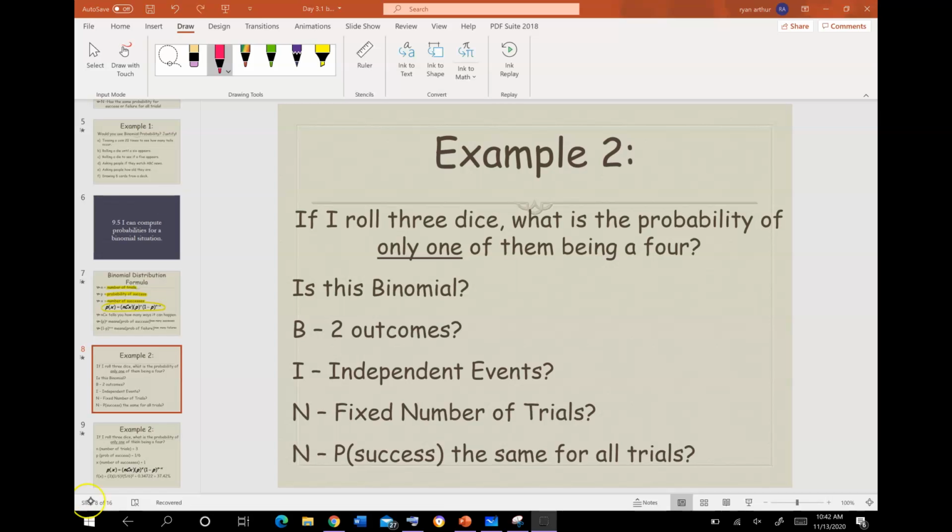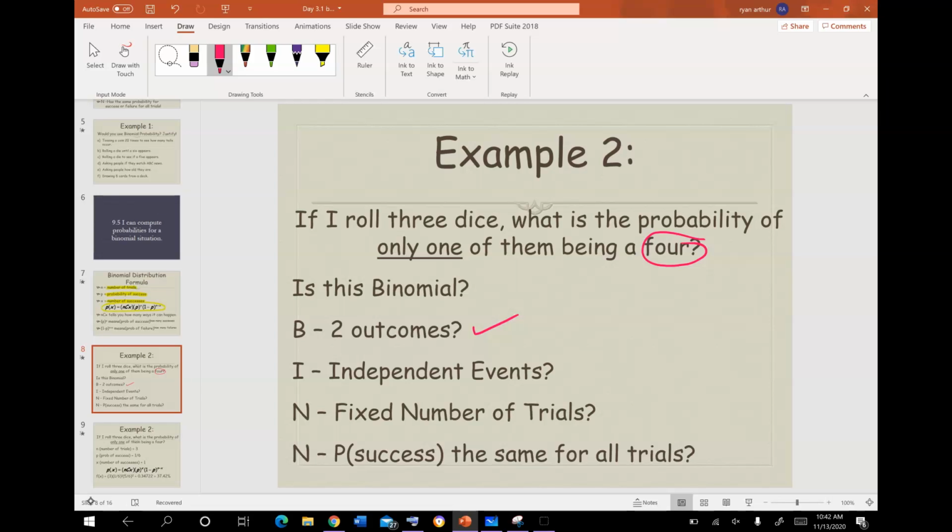So I want to show you that it is binomial, even though you know this is about binomial probability, so I'm giving you examples that you can calculate, okay? So is this binomial? So it says if I roll three dice, what is the probability of only one of them being a 4? So is it binomial? Are there 2 outcomes? Well, I want to roll a 4, so I'm either going to roll a 4 or I'm not going to roll a 4. So yes, it's 2 outcomes.